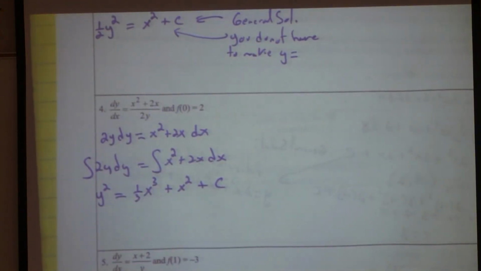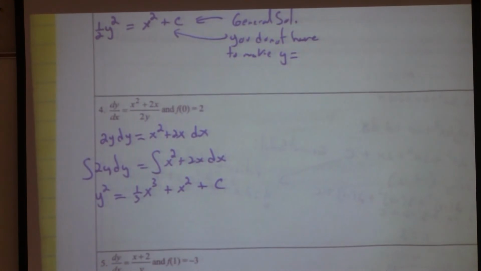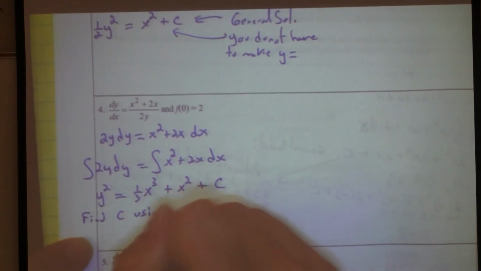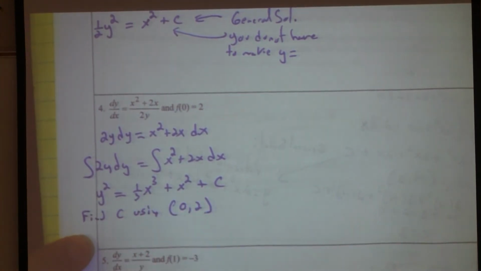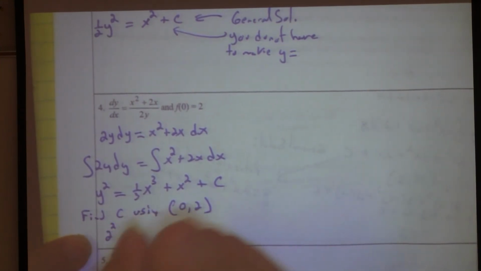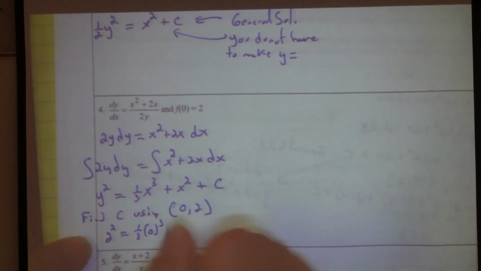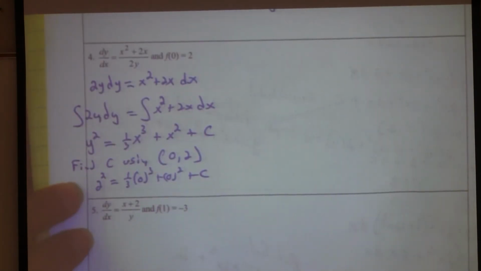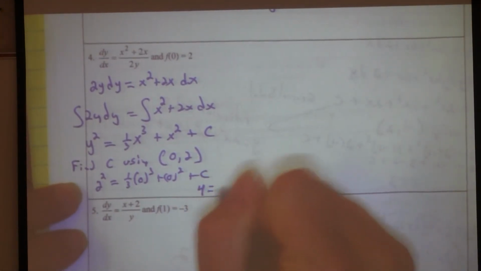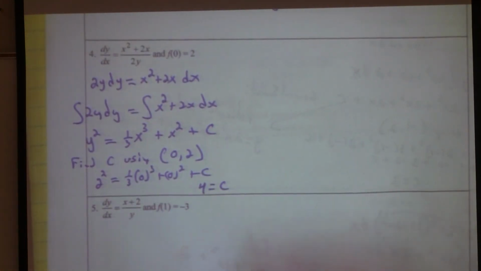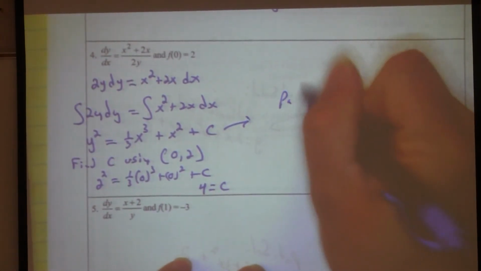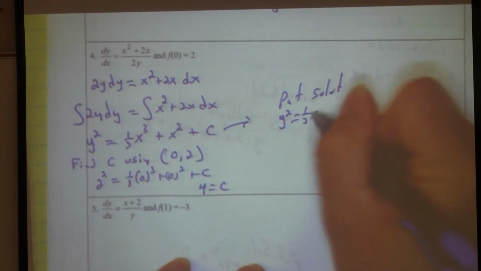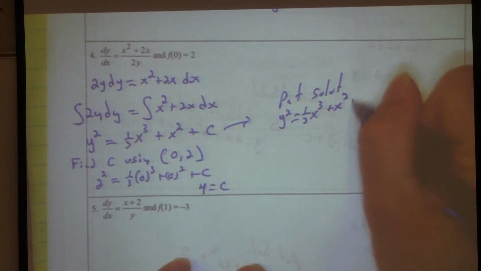They did give us enough information, so we do need to find that specific or particular solution, right? In this case, we need to find c using the given point, which is 0, 2. So plug it in. We get 2 squared is equal to 1/3 times 0 cubed plus 0 squared plus c. So 2 to the second is what? 4, so we know c is 4. Let's write our particular solution. So we get y squared is equal to 1/3 x cubed plus x squared plus 4.